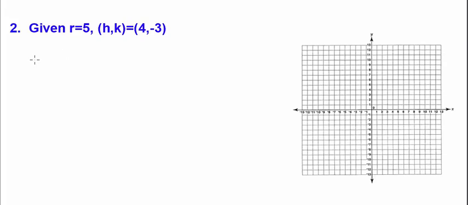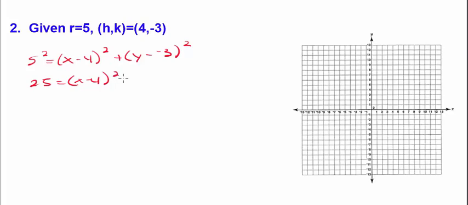So we know it starts with an r squared, so 5 squared is equal to x minus 4 quantity squared plus y minus a negative 3 quantity squared. Now 5 squared is 25 is equal to x minus 4 squared plus, and notice the double negative, which does in fact change to a positive, so y plus 3 squared. Alright, so we've got two things here.